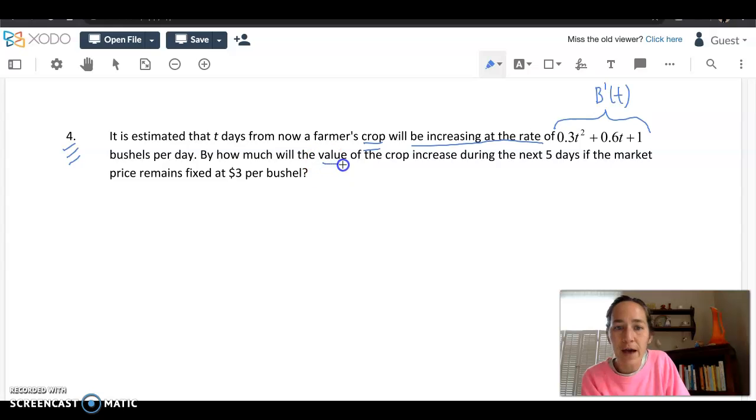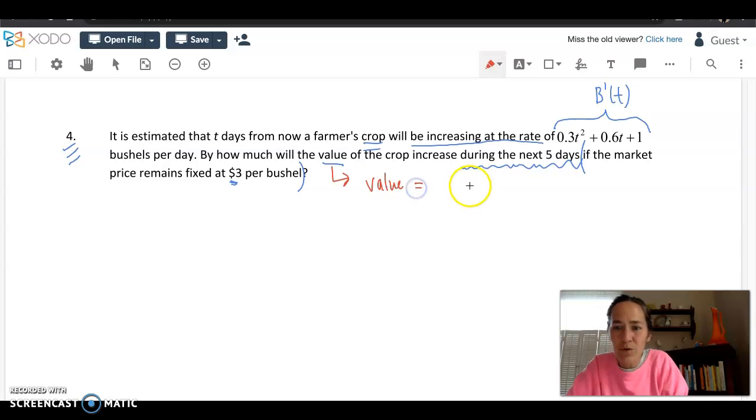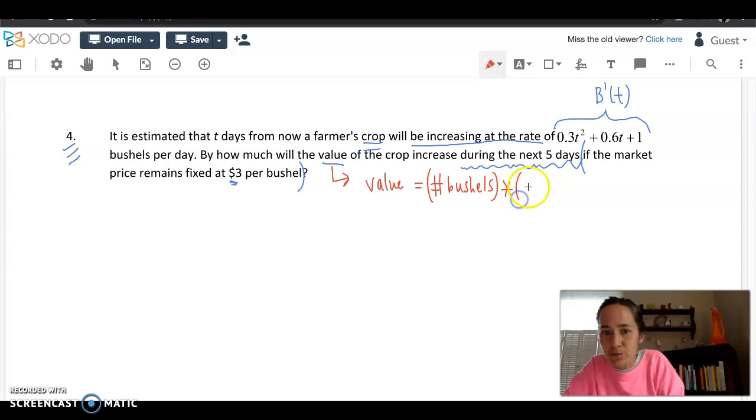By how much will the value of the crop increase? This is really important. During the next 5 days, that's crucial. And then this we don't need until the end. I was worried about this $3 messing you up in the beginning of the problem. All we have to think about is this. Let me give you a few notes here. The during the next 5 days part is going to tell you your limits of integration. The value of the crop, we can do this at the end. We'll say value equals, well, I think about this logically, number of bushels in the crop, how much you have, times the value of each bushel. So price, we'll say, per bushel.